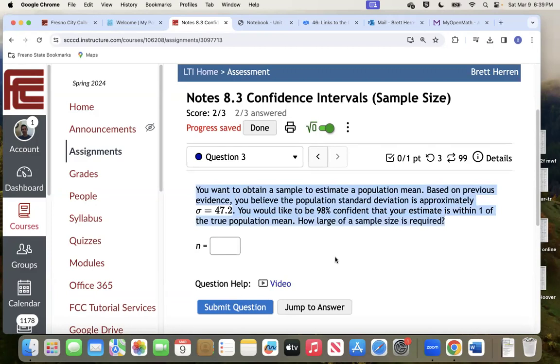So, let me give a context to this to make it make sense. What if you're trying to estimate how many months a new set of tires is going to last? Say a tire manufacturer comes out with a new kind of tire, a new brand of Michelin tire, and they want to test it. They want to figure out how long it'll last on the road on average.